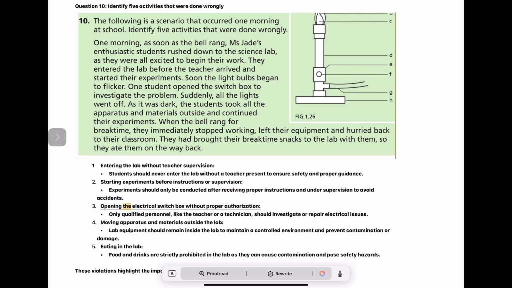3. Opening the electrical switch box without proper authorization. Only qualified personnel, like the teacher or a technician, should investigate or repair electrical issues. 4. Moving apparatus and materials outside the lab. Lab equipment should remain inside the lab to maintain a controlled environment and prevent contamination or damage.